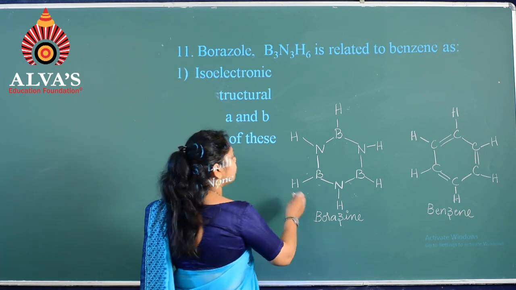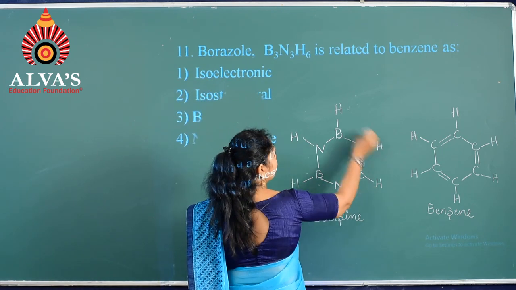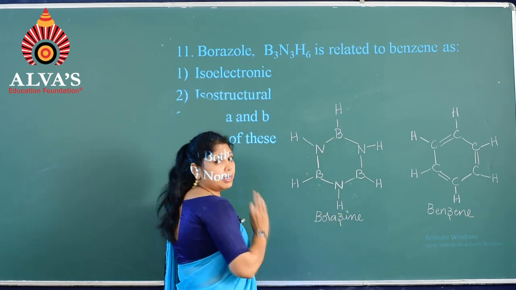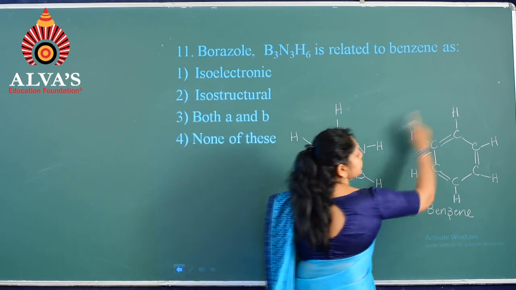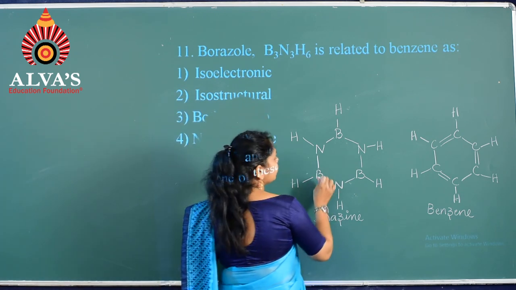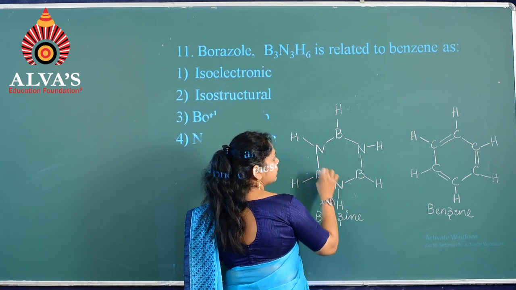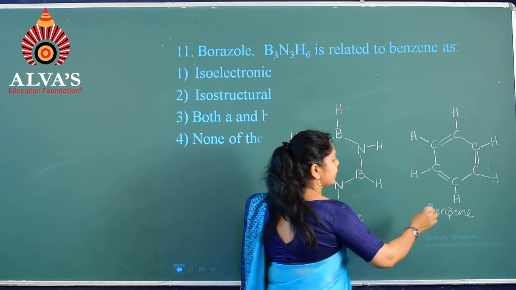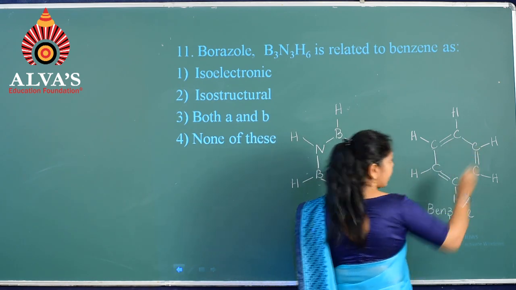If you observe in borazine, there are 6 hydrogen atoms, which compensate for the electrons of the 6 hydrogen atoms in benzene. In the case of borazine there are 3 nitrogen atoms and 3 boron atoms, and in the case of benzene you have got 6 carbon atoms.